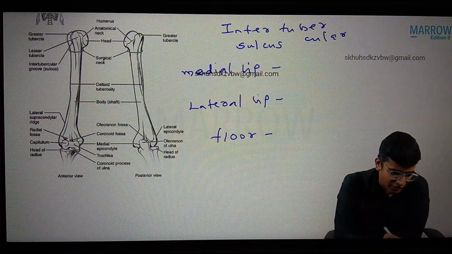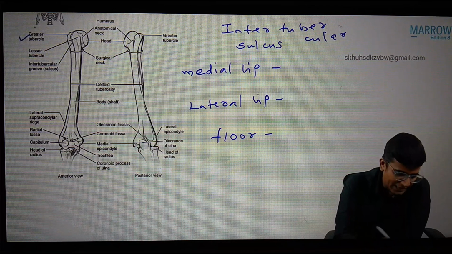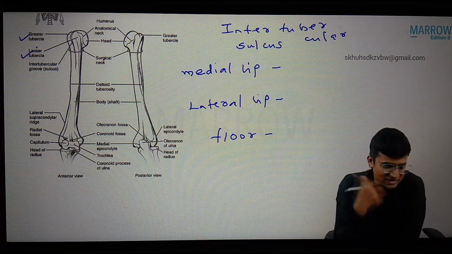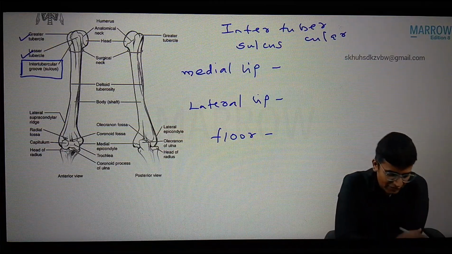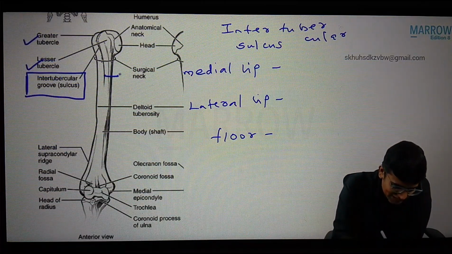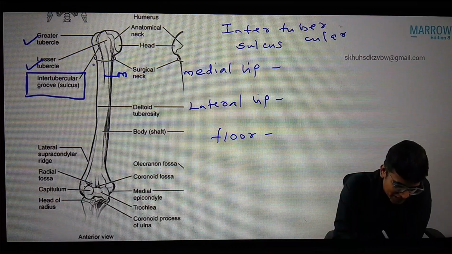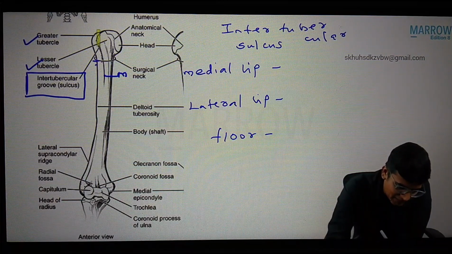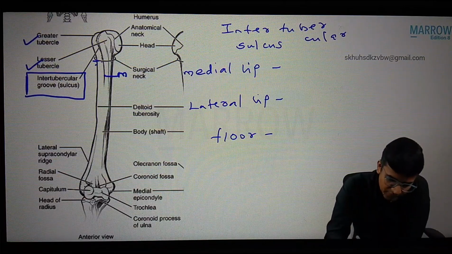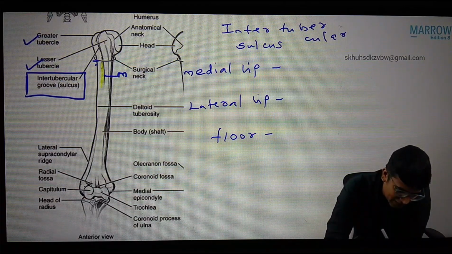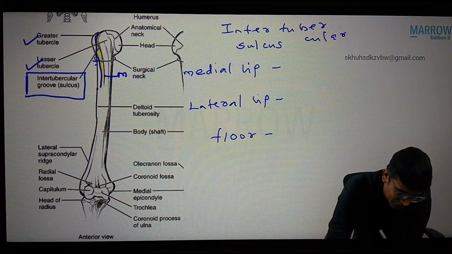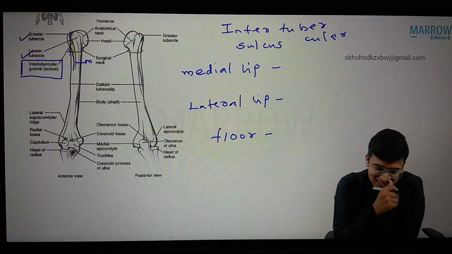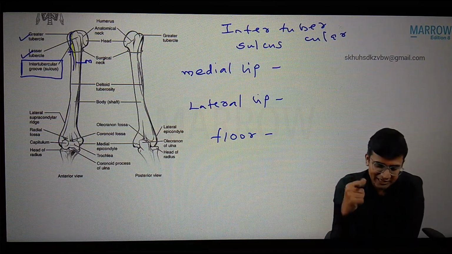Now see the diagram. Between the two tubercles, greater and lesser, we have a sulcus, and that is called the intertubercular sulcus. Now this is the medial lip of the intertubercular sulcus, and this is the lateral lip of the intertubercular sulcus, and between these two we have the floor. So this is the medial lip, this is the floor, and this is the lateral lip. Now the muscles attached to the medial lip, lateral lip, and floor.